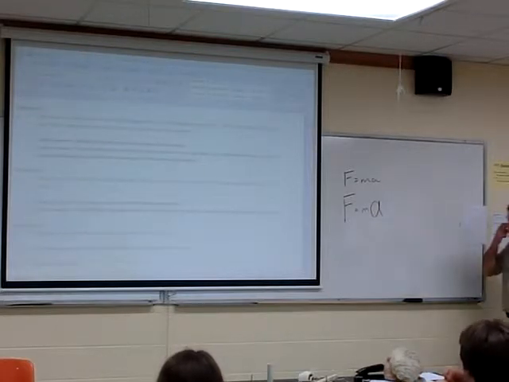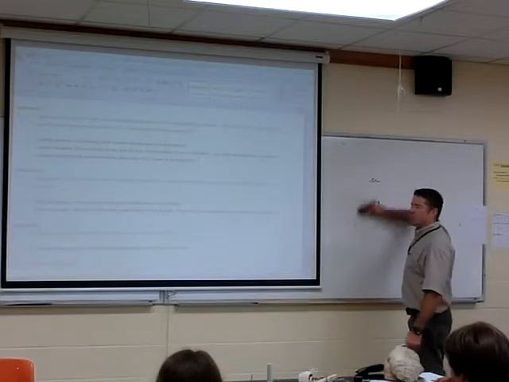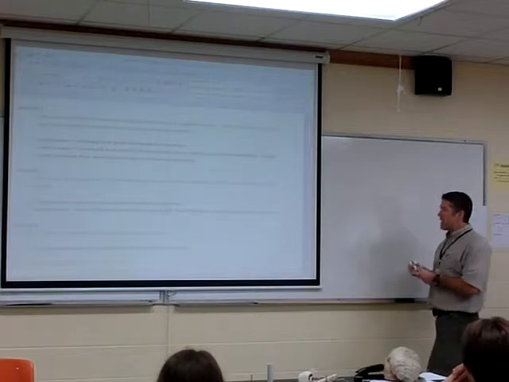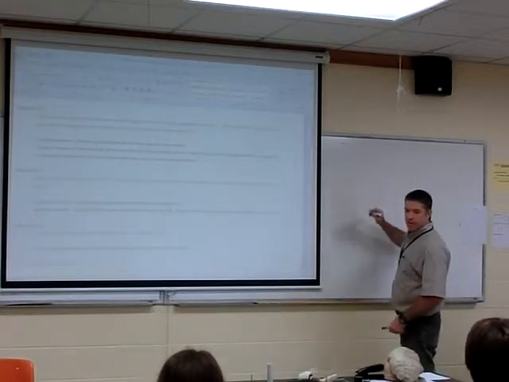What causes friction? According to the book, what causes friction? Somebody just blurted it out. Differences in surface. Little bumps, microscopic bumps on surfaces.